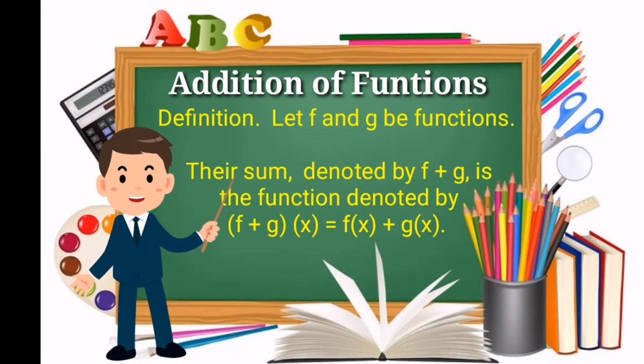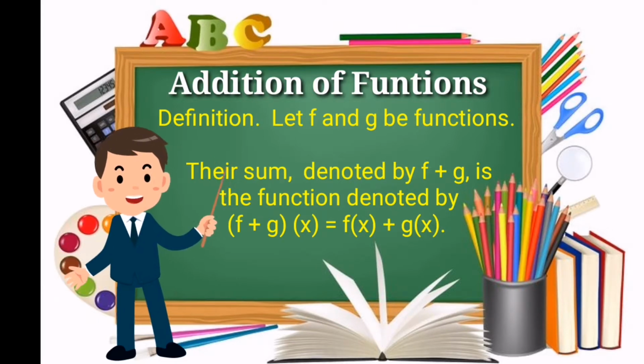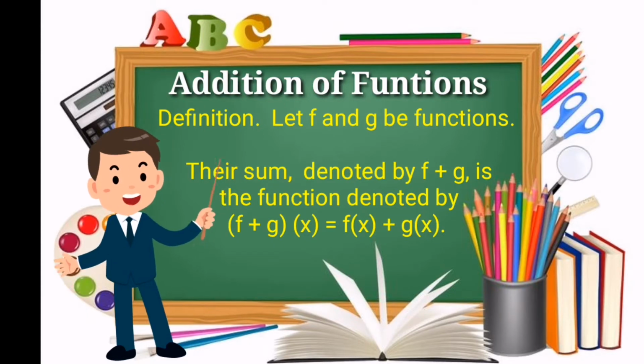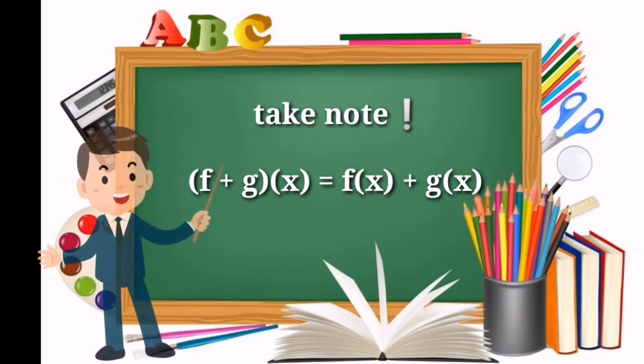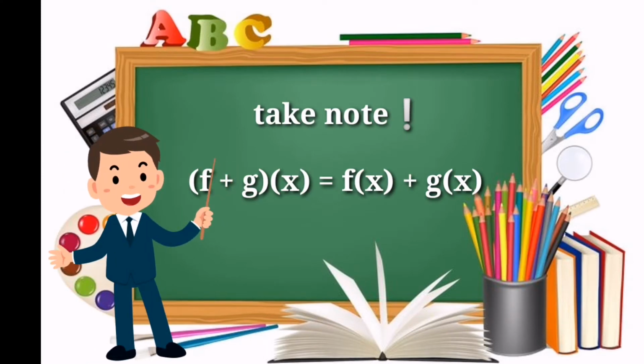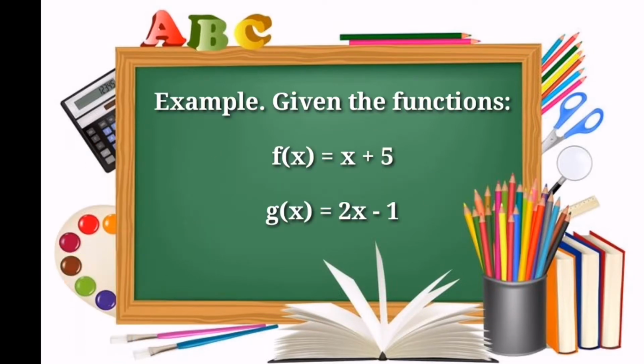So we have the definition. Let f and g be functions. Their sum, denoted by f plus g, is the function denoted by the quantity f plus g of x, which is equal to f of x plus g of x. Take note, the quantity f plus g of x is just equal to f of x plus g of x.